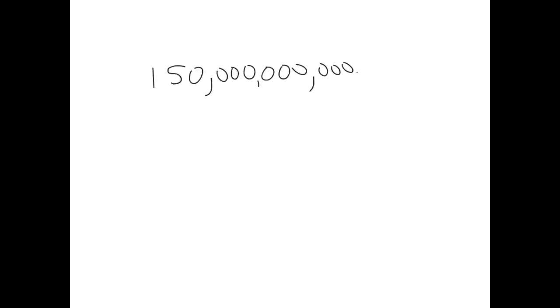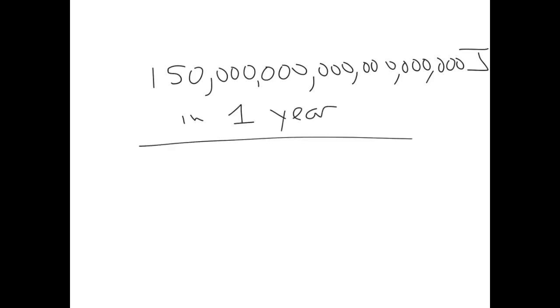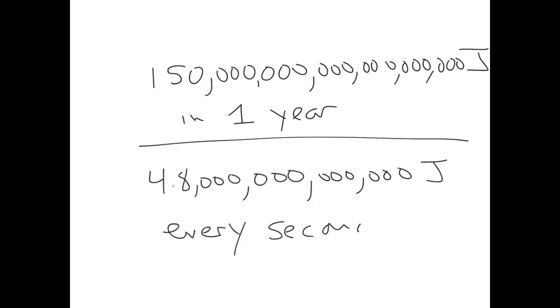To put these big numbers in perspective, in 2019, the United States used 150 million joules of electricity. That means that as a country, we have to produce 4.8 million joules every single second.